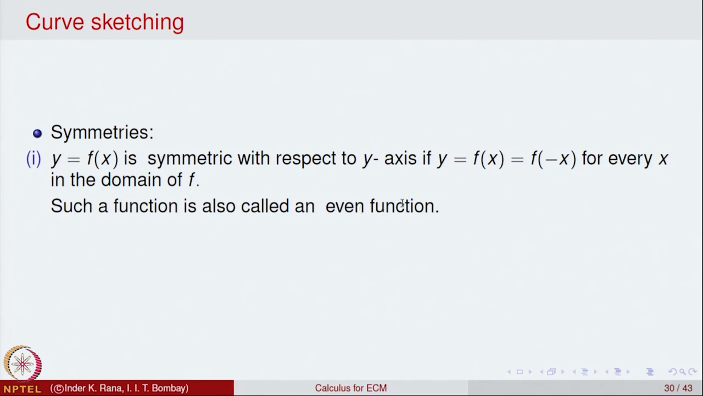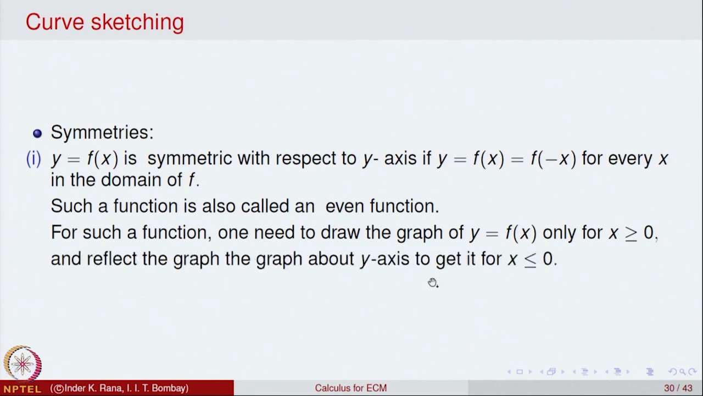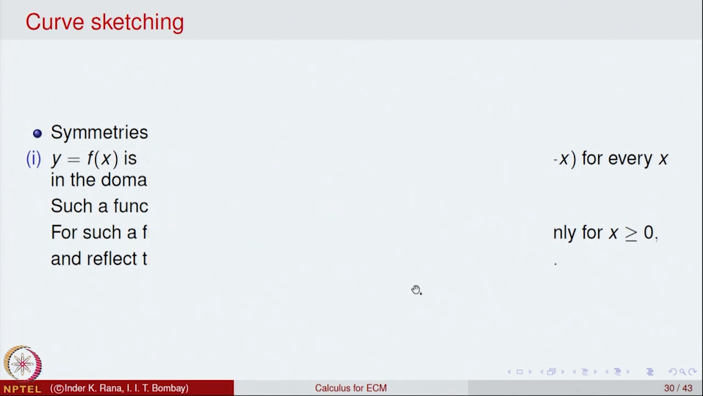What is the advantage of knowing that the function is symmetric with respect to the y axis? The idea is that if you know the graph on one side of the y axis, on the other side it is just the reflection of the graph along the y axis, as if the y axis is a mirror. You have to draw the graph only for x bigger than or equal to 0, say, and reflect it about the y axis to get the graph on the negative side. That is what is called symmetry.